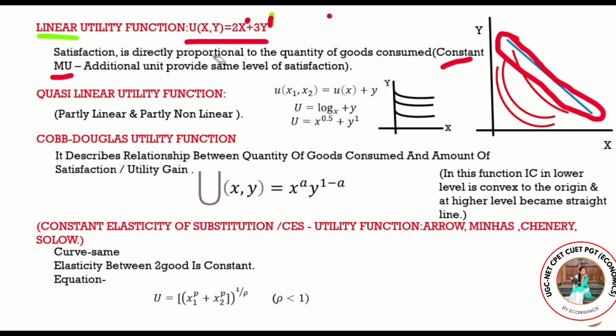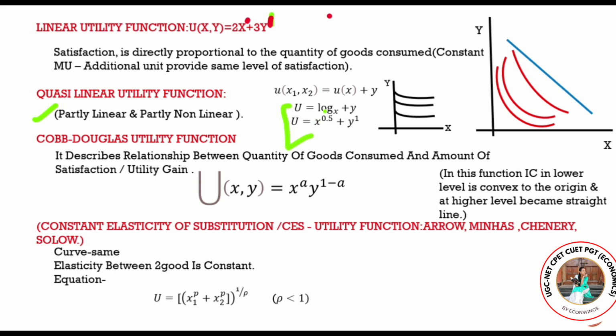So next, quasi-linear utility function. Quasi-linear means partly linear and partly non-linear. Means we always consider two bundles, right? So if x is a linear bundle, then y is non-linear bundle. In this example, x is non-linear and y is linear, like u equals log x. Log x is not linear, so x is non-linear and y power 1, so it is a linear function.